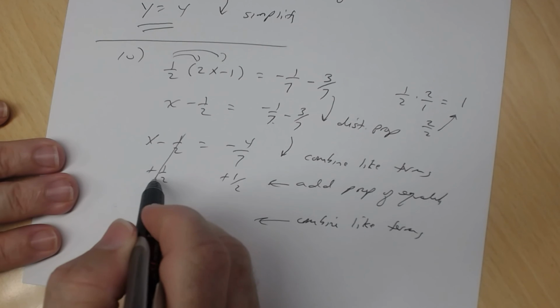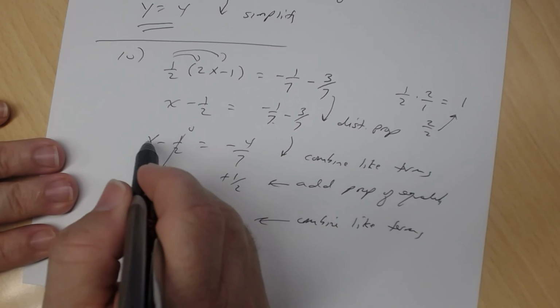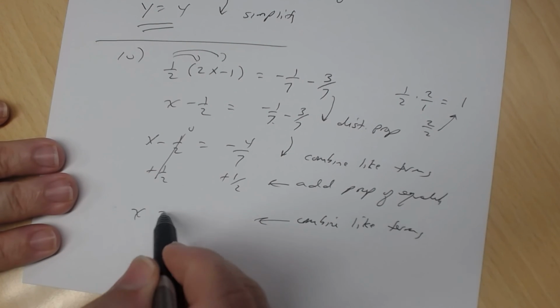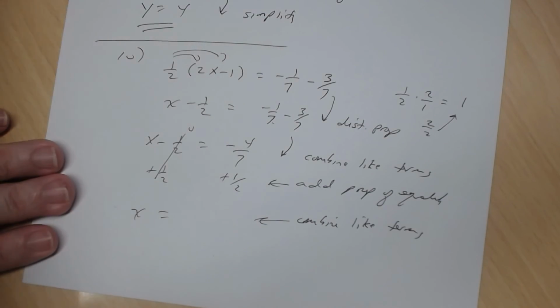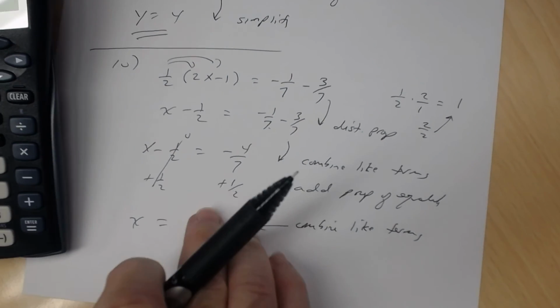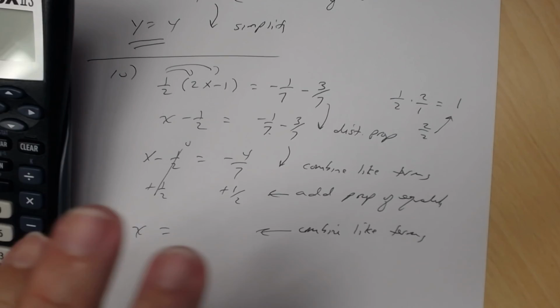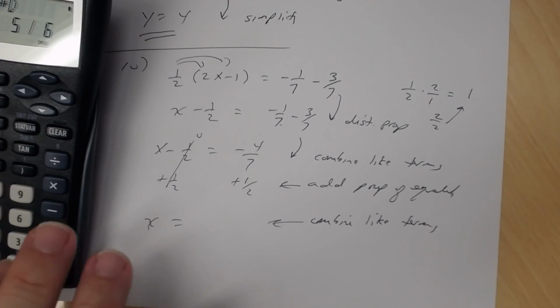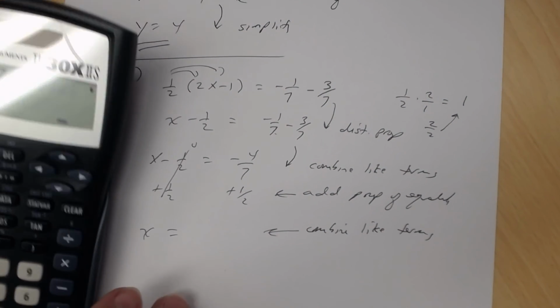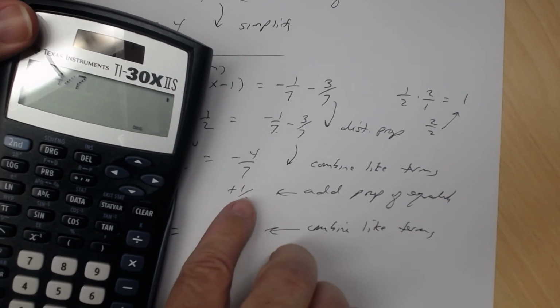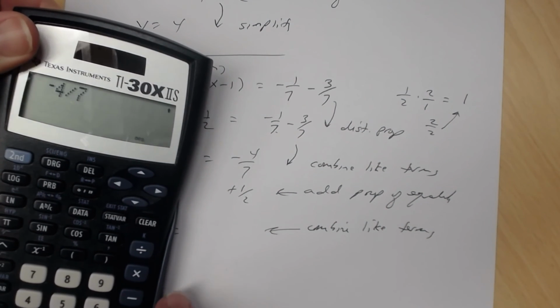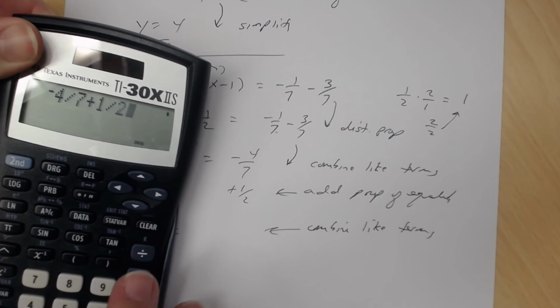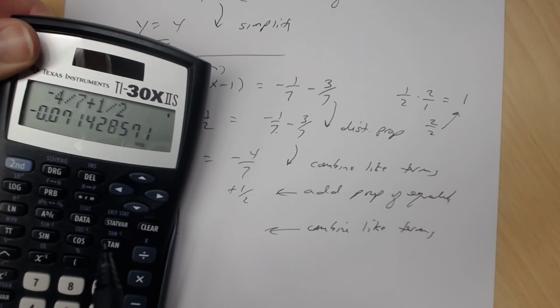All right, so negative 1/2 plus 1/2 is 0. x plus 0 is x, equal. And use your calculator with this. So we're going to say negative 4/7 plus 1/2. So negative 4 divided by 7 plus 1 divided by 2, equal, and I get this decimal.